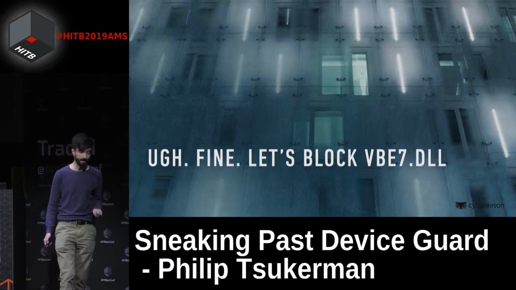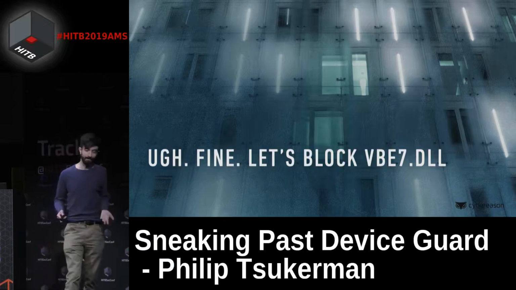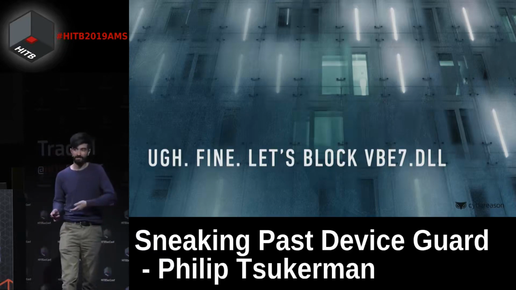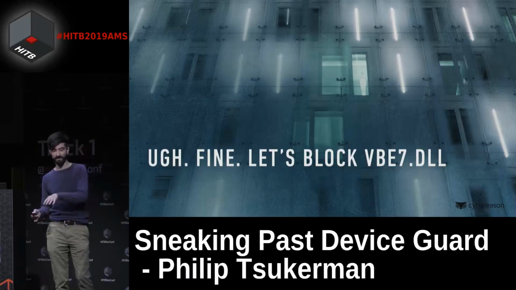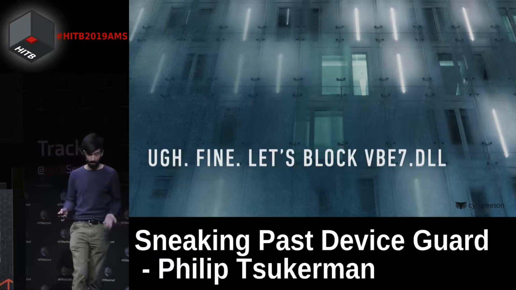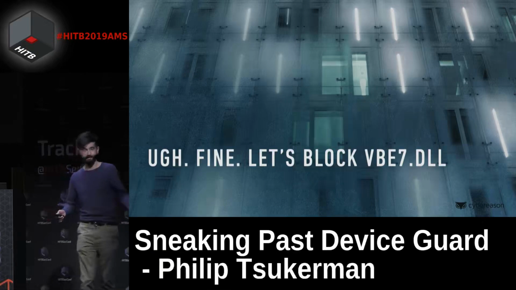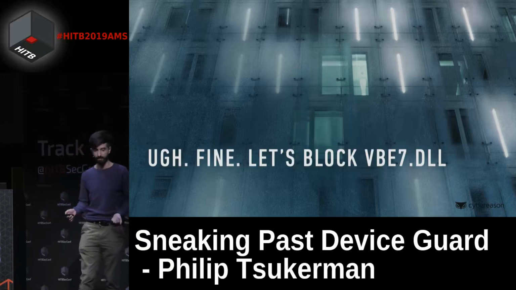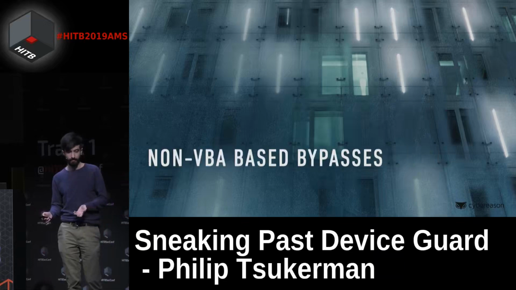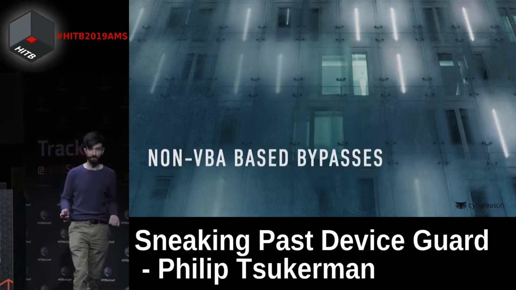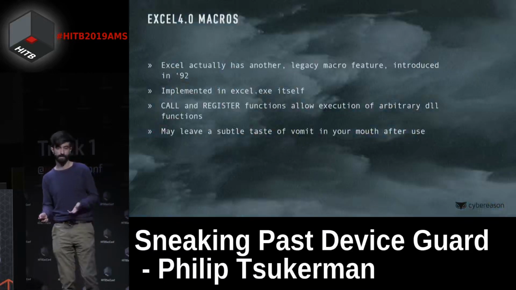All right. Now we understand that macros are a terrible thing to have on a machine with Device Guard because they pretty much break it. So let's say we want to just block VBE7.dll, the VBA engine, pretty much explicitly, so this never loads. And you can do this under Device Guard. You can also add blacklists to your policy. So if this engine can't run, no macros for you. This is why we'll try to find some non-VBA-based bypasses. And because we're done with looking at VBA macros, now it's time to look at a couple of other macros.